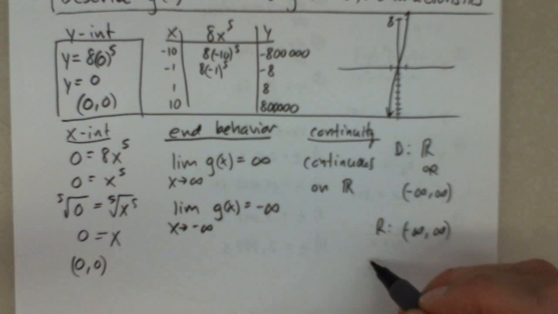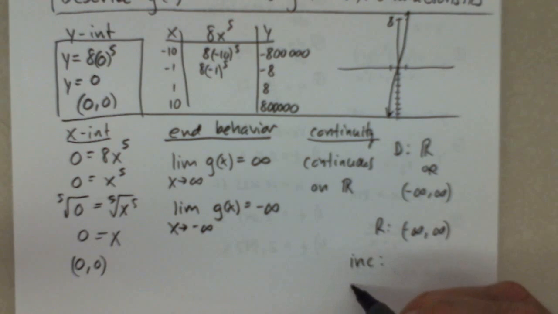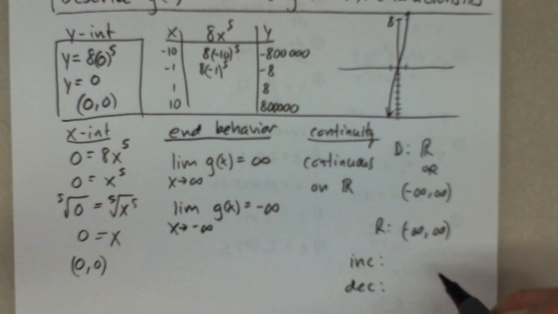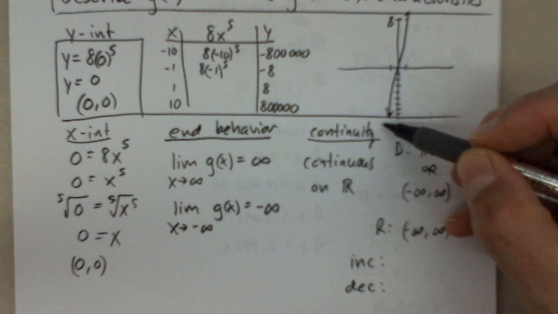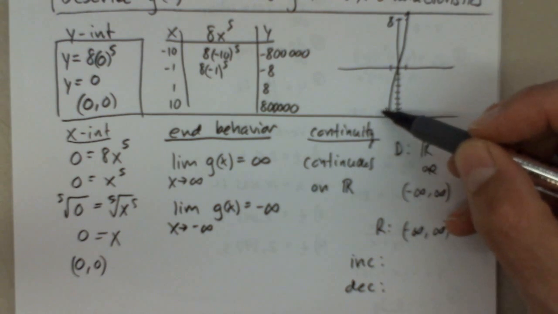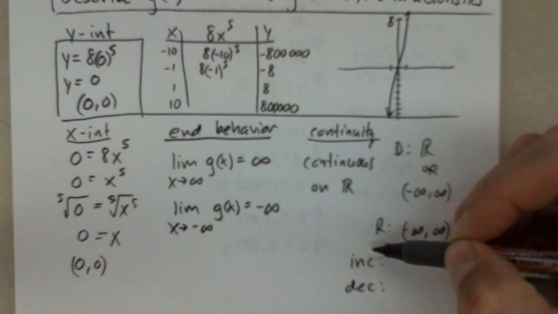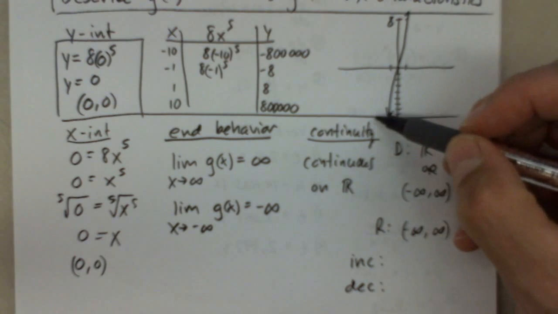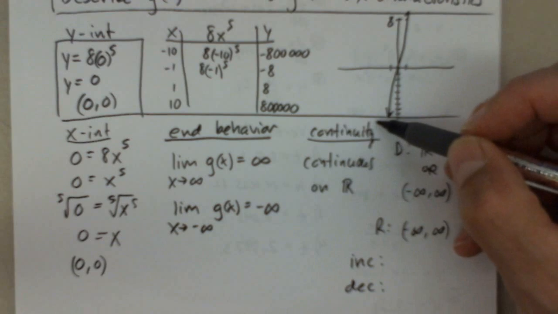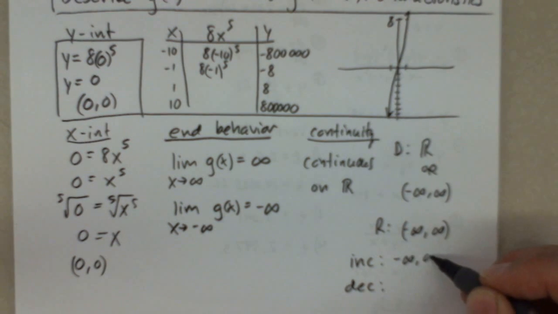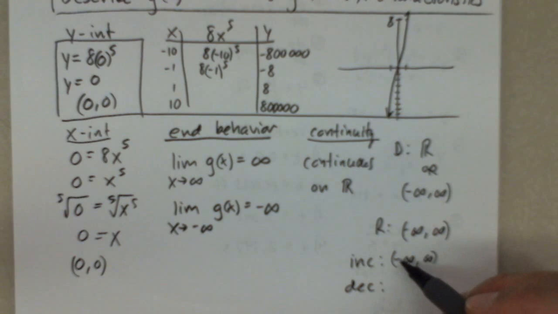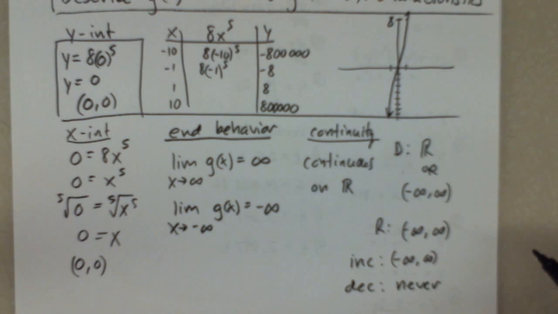And increasing, decreasing. We might look at that arrow and say it's decreasing because the arrow is pointing down. But to talk about increasing and decreasing, we have to read the graph from left to right. And this graph is always increasing. So it's always increasing. It's increasing on all x values, and it's never decreasing.